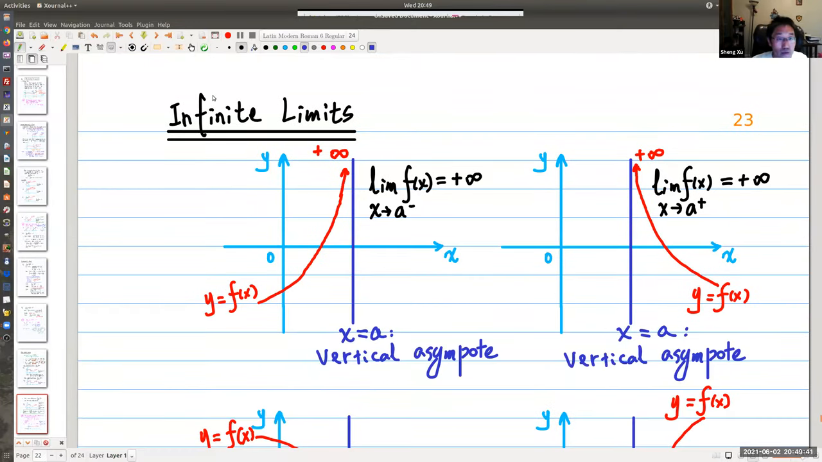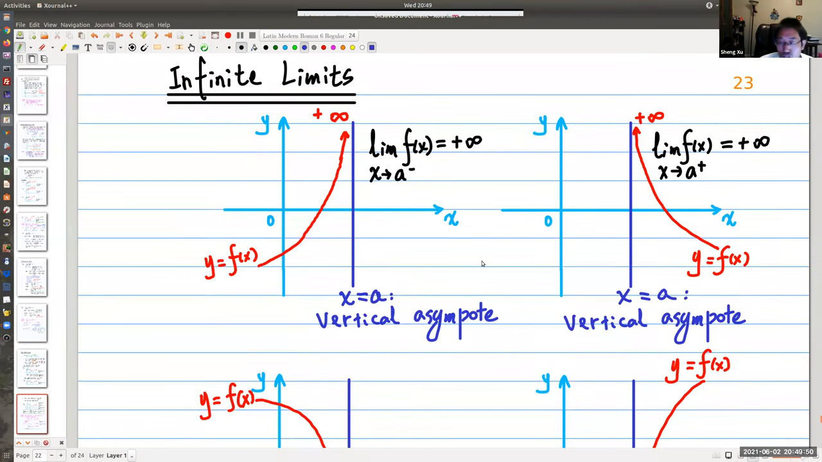And finally, let's take a look at the infinite limits. In algebra and in pre-calculus, you learned about vertical asymptotes. I think my spelling is wrong here. Asymptotes.